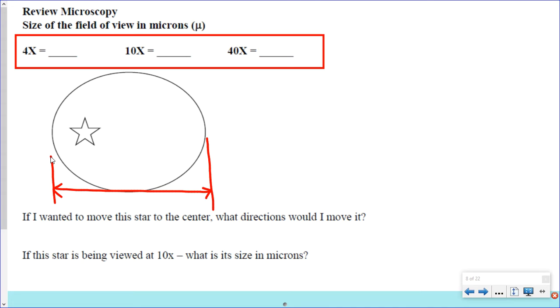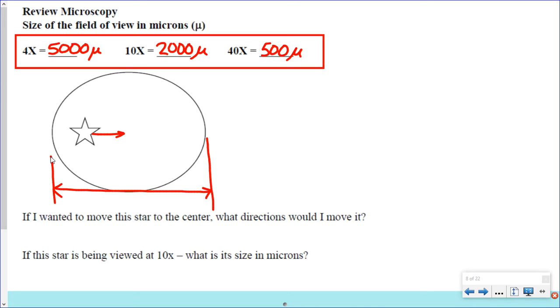So 4x is scanning. 4x, if you remember, is 5,000 microns. 10x is 2,000 microns, and 40x is 500 microns.